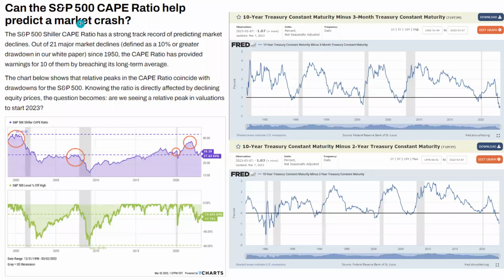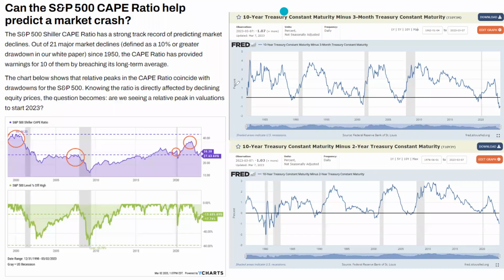Now, can the S&P 500 CAPE ratio help predict a market crash? The S&P 500 Shiller CAPE ratio has a strong track record of predicting market declines. Out of 21 major market declines since 1950, the CAPE ratio has provided warnings for 10 of them by breaching its long-term average. The chart below shows that relative peaks in the CAPE ratio coincide with drawdowns for the S&P 500. Knowing the ratio is directly affected by declining equity prices, the question becomes, are we seeing a relative peak in valuations to start 2023?